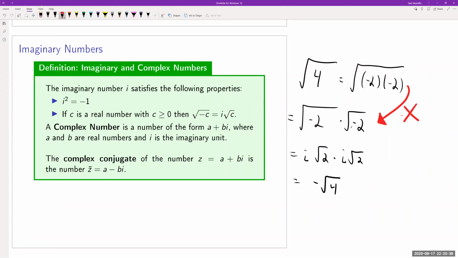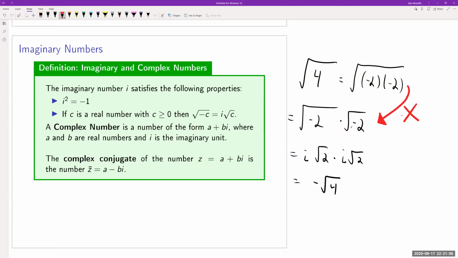i is an imaginary number, and anything that's multiplied by i is also imaginary. A complex number is a mix of a plus bi. a and b will be real numbers, and i is imaginary. It's okay for a or b to be 0, or even both of them. So for example, all real numbers are complex, and all imaginary numbers are complex. And any mix of the two is complex as well.